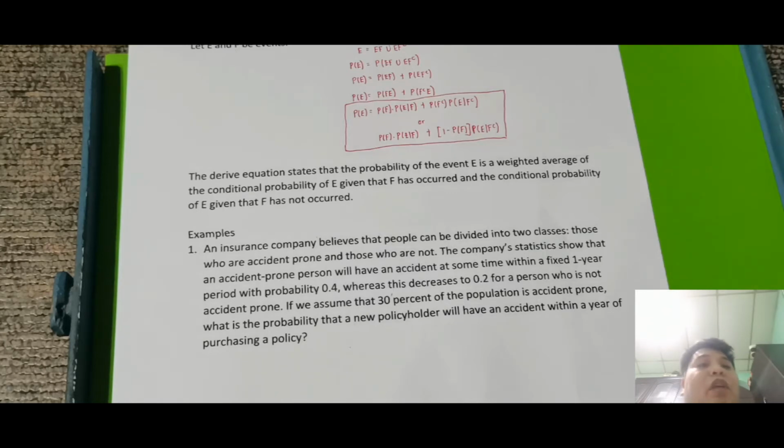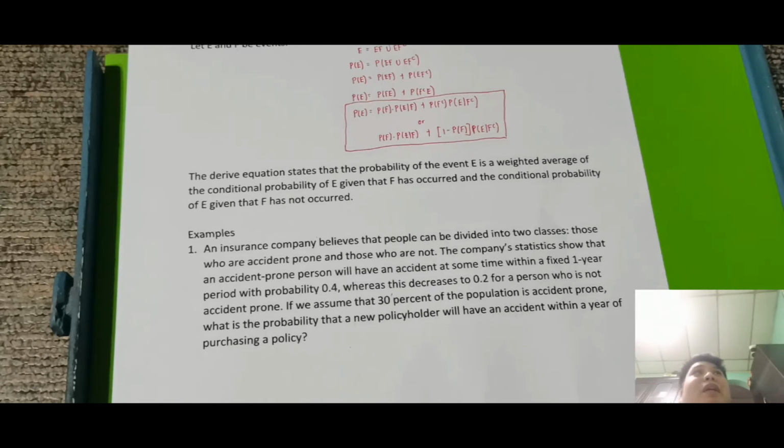So ayun, sabi nga no, if we assume that 30% of the population is accident prone, what is the probability that a new policy holder will have an accident within a year of purchasing a policy? So, parang weird ng tanong, no? So ito kasi yan, parang ganito yan.